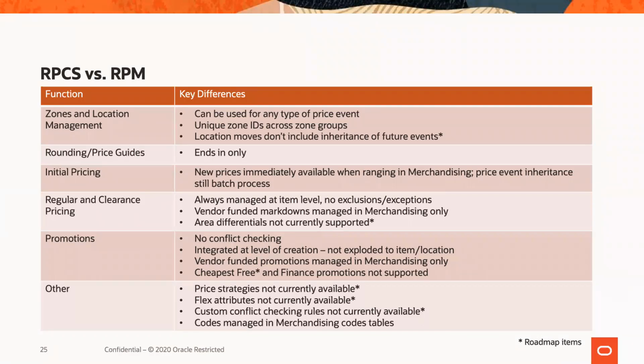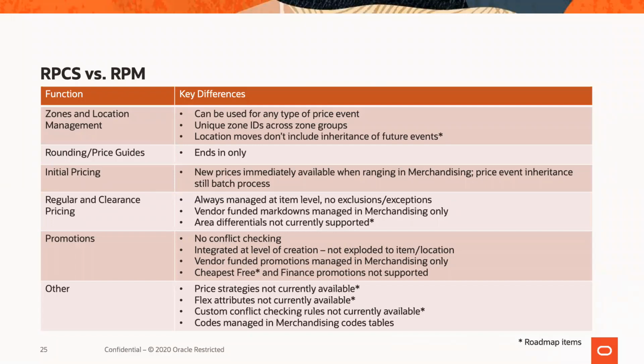Price strategies, I commented on that earlier, not currently available, but we are looking at what are the right strategies and how we would want to implement them in the new solution. Flex attributes are another thing that was available in our PM, but is not currently available within the new pricing cloud service. I think that's definitely one we will want to re-implement, and we'll look at doing something more similar to the merchandising flex attributes, CFAS, with this solution going forward. And then we've talked about custom conflict checking being something we're still looking at.